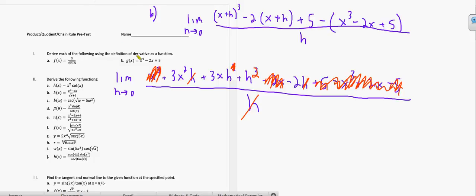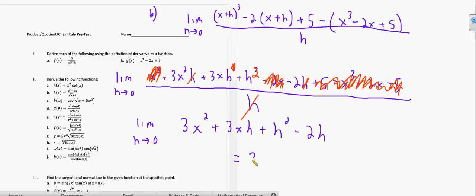So what we'll be left with now, let's change colors here, is the limit as h goes to 0. We're still writing the limit out front because we haven't taken care of it yet. Is 3x squared plus 3xh plus h squared minus 2h. And the h on the bottom is gone. Now, if h goes to 0, then 3x squared is left. Oh man, this h is in here. Get out of here. There we go. Sorry about that. So it's just minus 2 there.